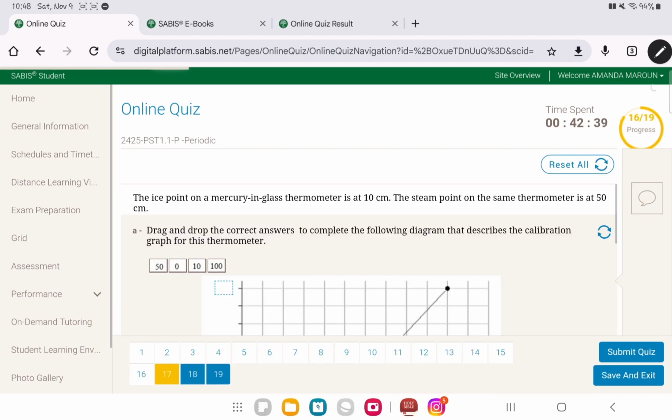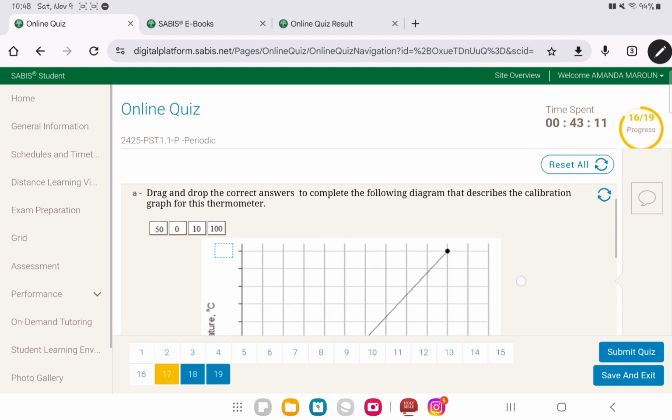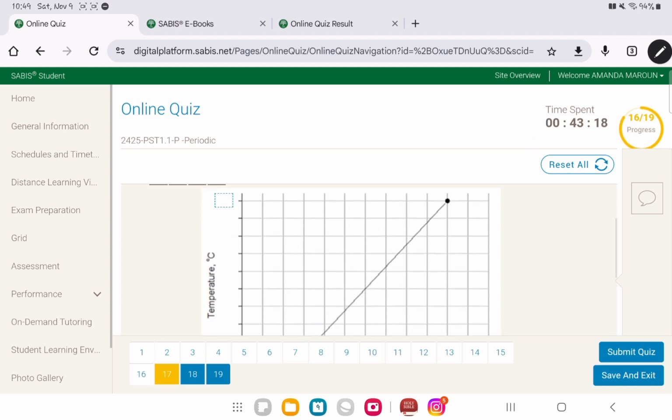We proceed to question number 17. The ice point on a mercury in glass thermometer is at 10 centimeters. The steam point on the same thermometer is at 50 centimeters. Drag and drop the correct answers to complete the following diagram that describes the calibration graph for this thermometer. So, we have the temperature over here and we have the length over here.